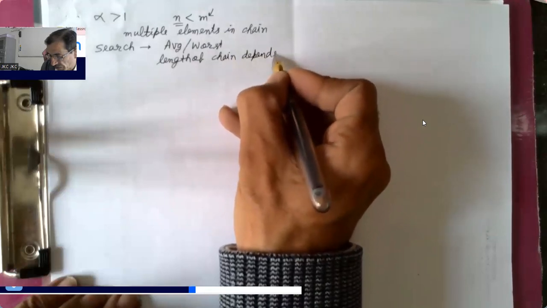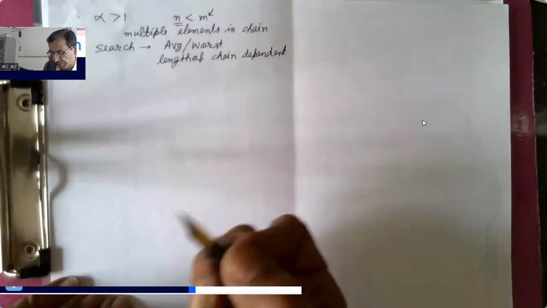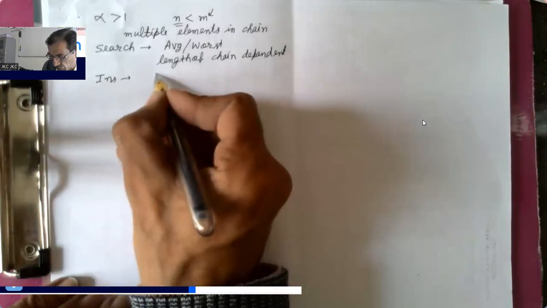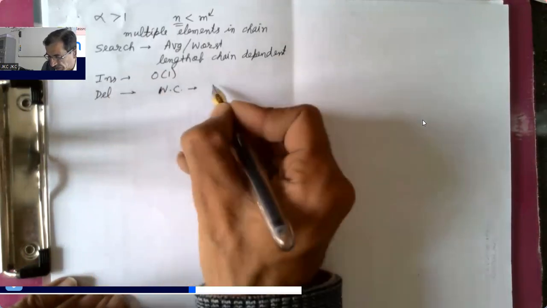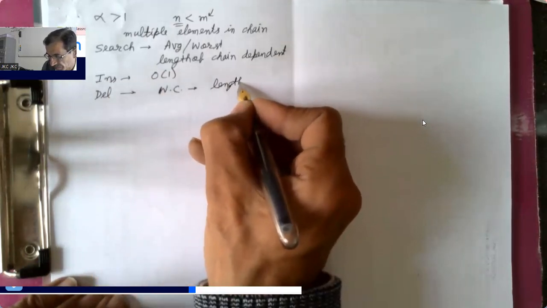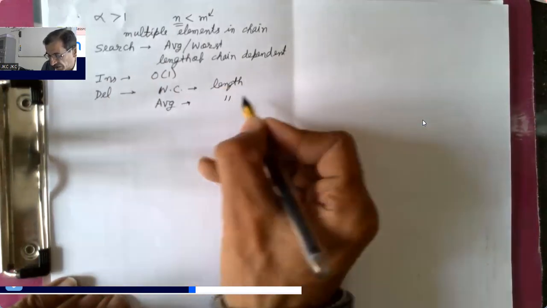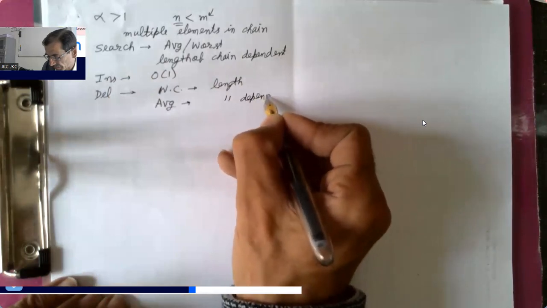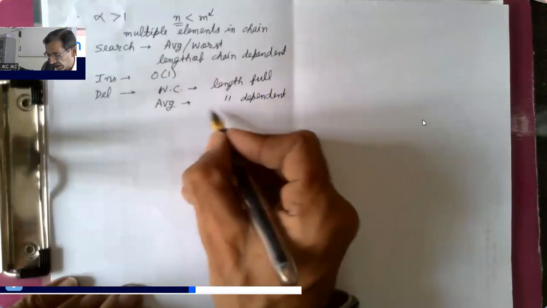That is obvious. Worst case will mean the full length will be traversed. Average length means half, or the expected value, will be traversed. Insertion, obviously, is order of 1, guaranteed possible. Deletion, again, in the worst case will be the full length, and in the average case, again, length dependent. So in the worst case the length will be fully explored, and the average case will also mean length dependent.